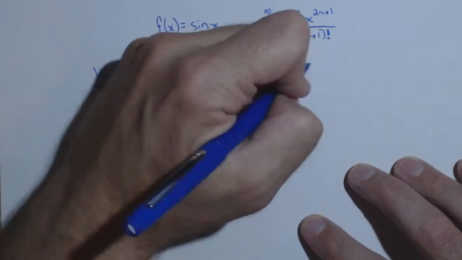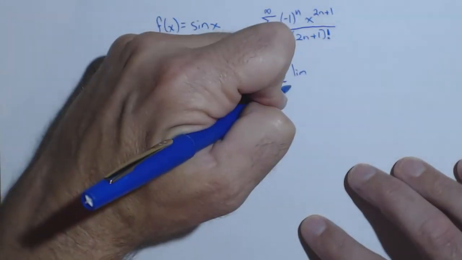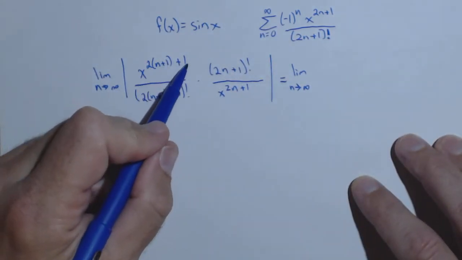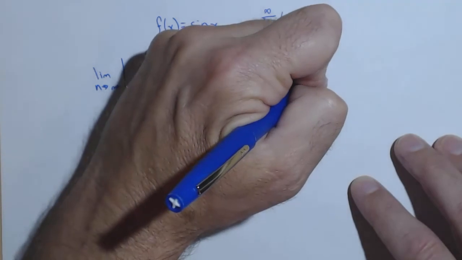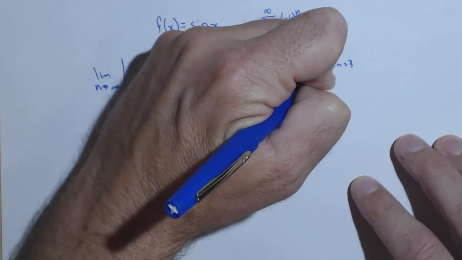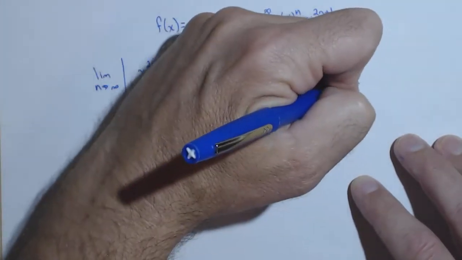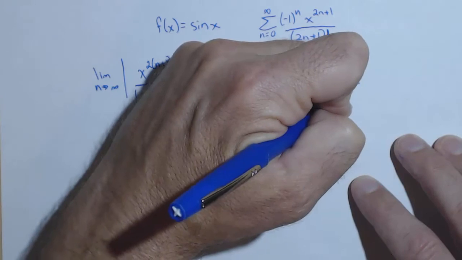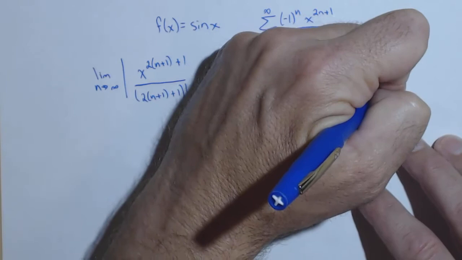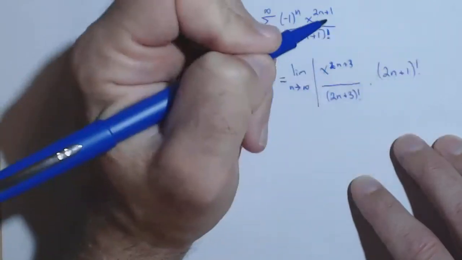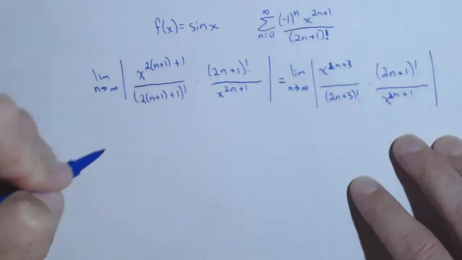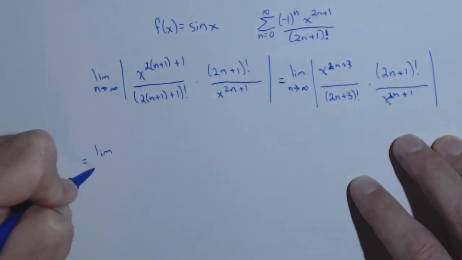Alright, let's rewrite these, simplify all the parentheses, and then we'll start to look at what we can factor and cancel. So this is going to be 2n plus 2 plus another 1, so that's a 2n plus 3. So x to the 2n plus 3 over 2n plus 3 factorial, times 2n plus 1 factorial over x to the 2n plus 1. Alright, so we get the limit as n goes to infinity.